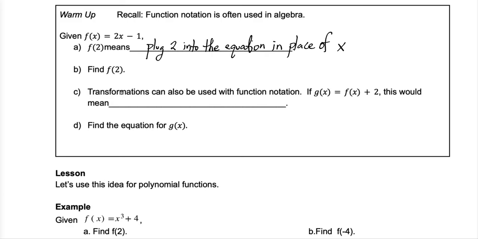I was hoping you would actually plug it in, though. It would be 3. Okay, good. So 2 times 2 minus 1. Yes. So we put this 2 in place of the x that was there. So f of 2 equals 3.